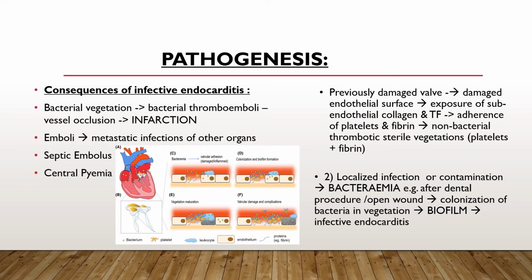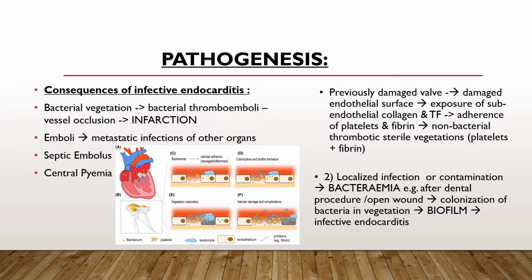Now, understanding the pathogenesis of infective endocarditis is very important. So imagine if you have a valve that has been previously damaged by, for example, rheumatic heart disease or mitral valve prolapse. There will be a damaged endothelial surface, and we know usually if the endothelial surface is intact, there is no aggregation of platelets. However, if it's damaged, subendothelial collagen will be exposed as well as the tissue factor, and that leads to adhesion of the platelets and fibrin, and this leads to nonbacterial thrombotic sterile vegetations.